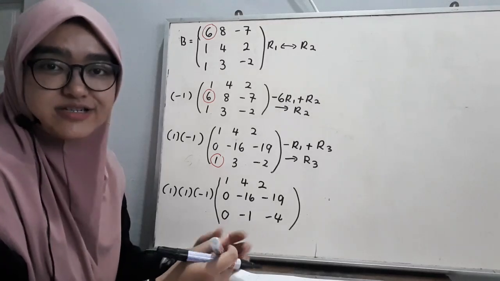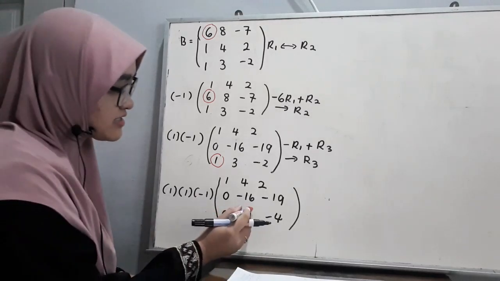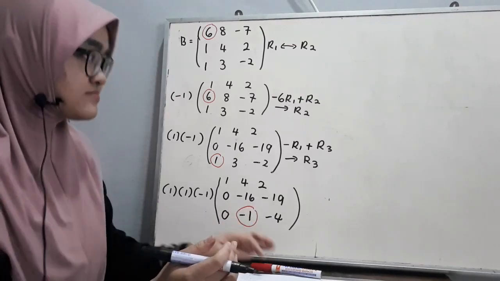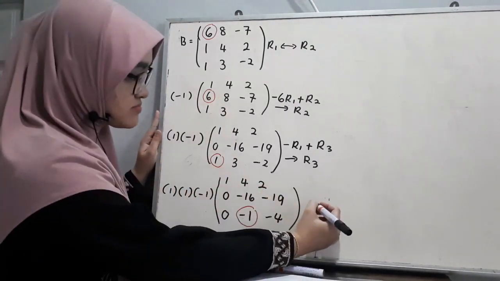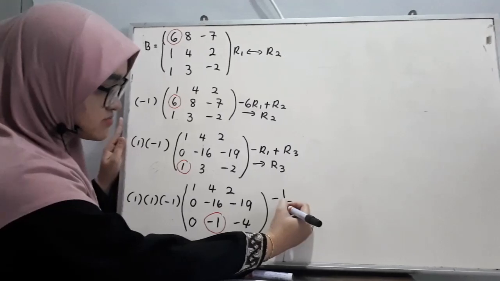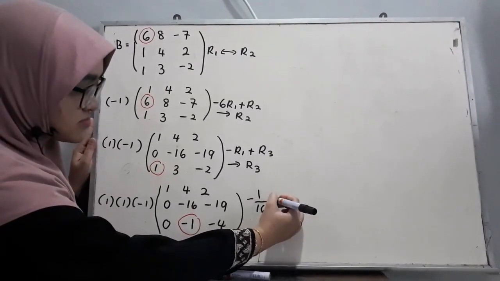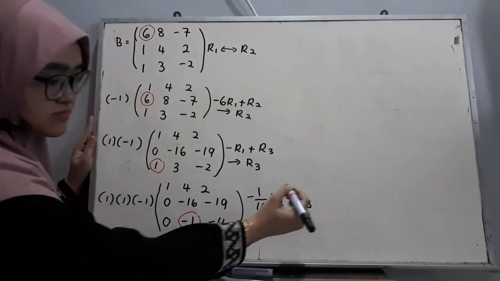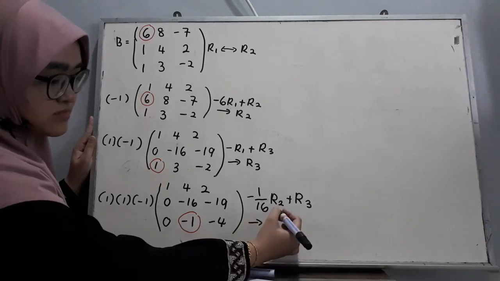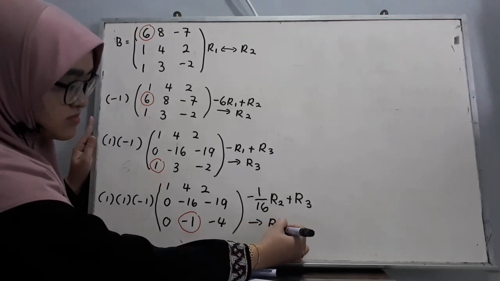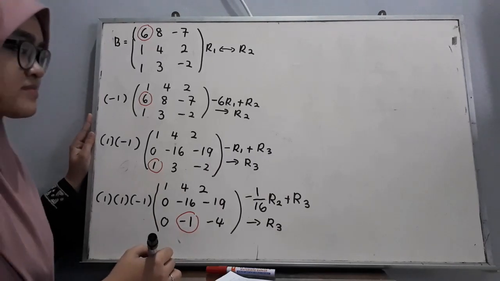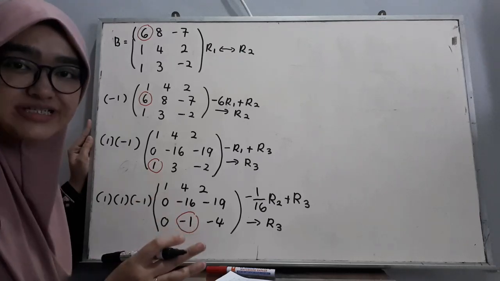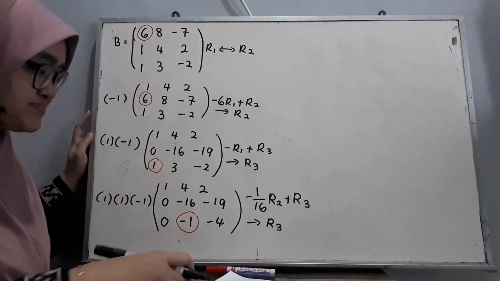The last entry that we want to change is -1 to become 0. And again, remember, when we do any addition operation, multiply the matrix by 1.